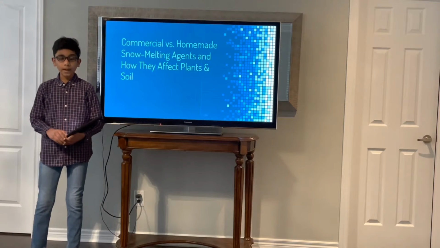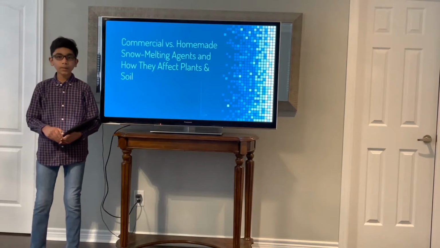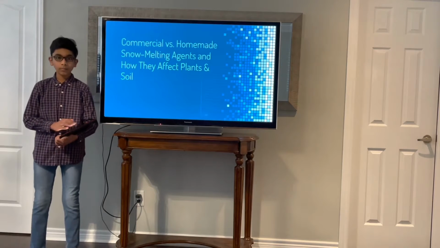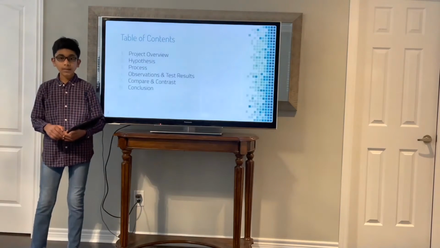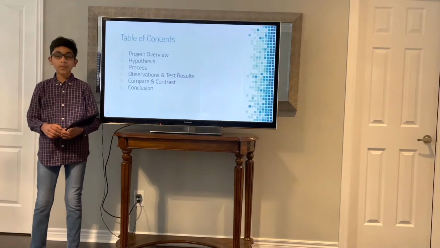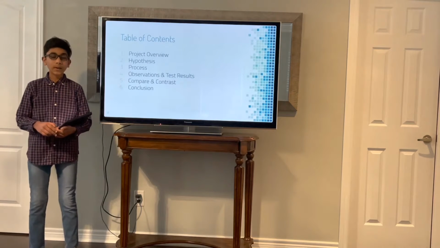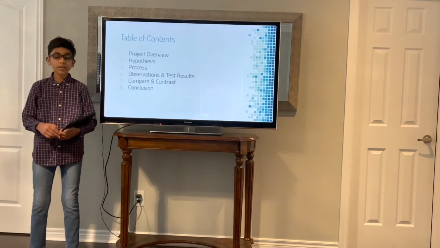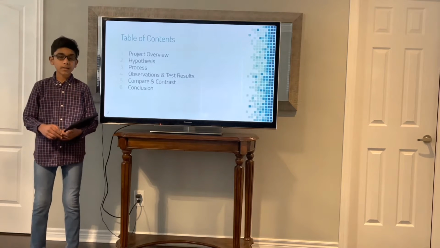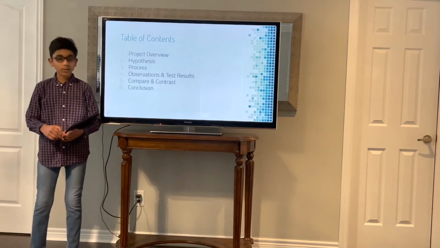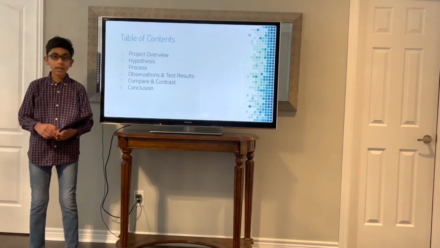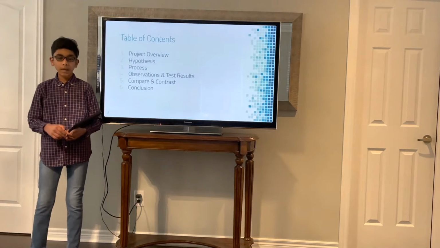Commercial versus homemade snow melting agents and how they affect plants and soil. Table of contents. So first I'll be touching on what my project exactly is in my project overview. Then I'll be moving on to my hypothesis, my procedure, my observations and test results, the comparing and contrasting of these observations and test results, and then my final conclusion.